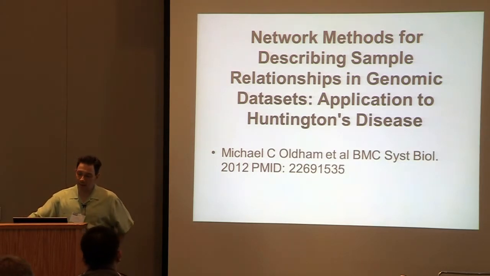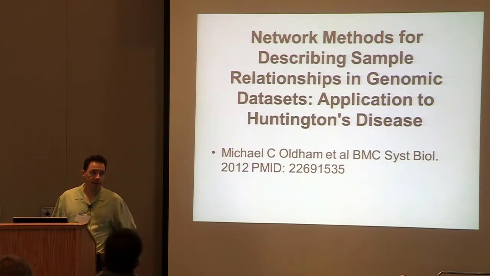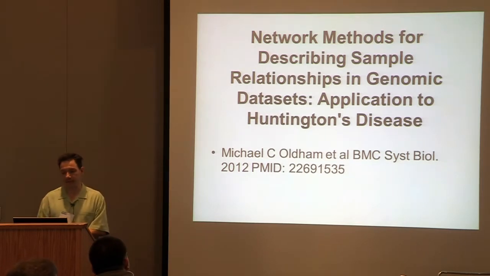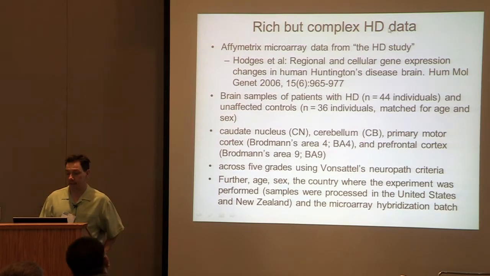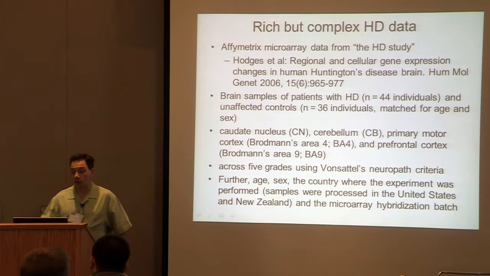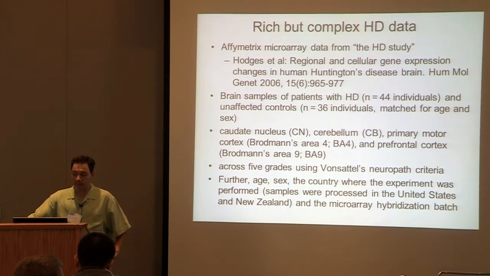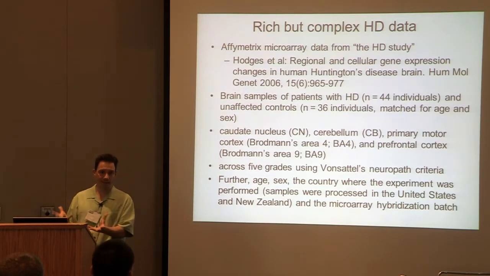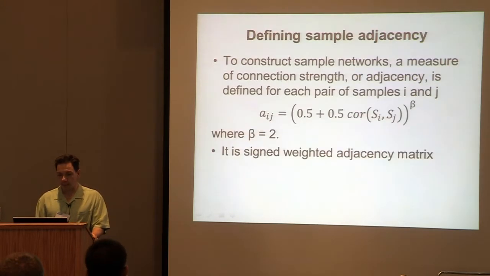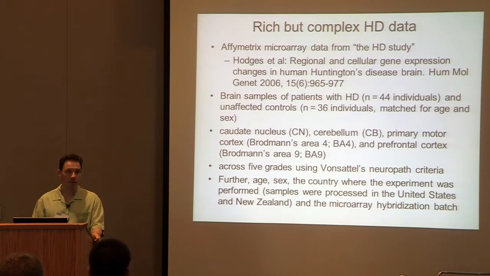And so Mike Oldham explored the utility of that idea, and we describe these approaches as sample networks, because the nodes correspond to samples, human subjects, for example. Remember, we earlier discussed the Huntington disease data set from Hodges et al., which is actually a very complex data set. Why is that? Well, there were multiple brain regions, and the data came from different countries. There were different batches; the data were processed in different batches. There were the usual differences in age, sex, and also different quality scores. It's a complex data set, and so we wanted to process the data using a network approach.